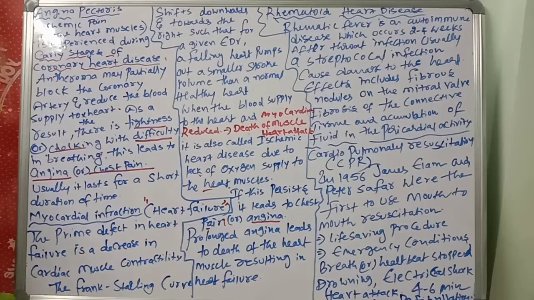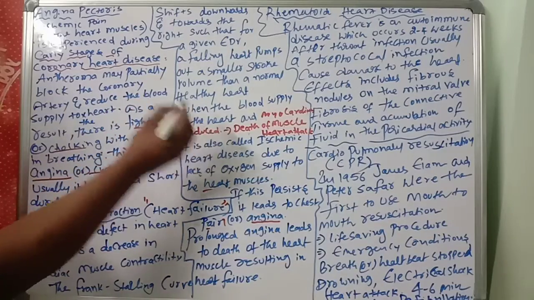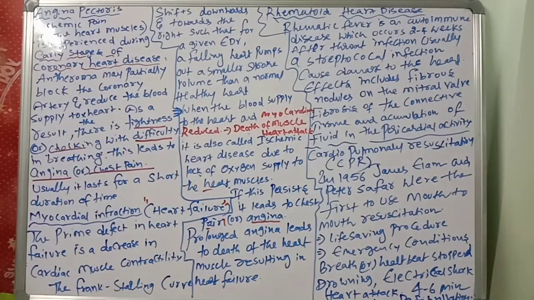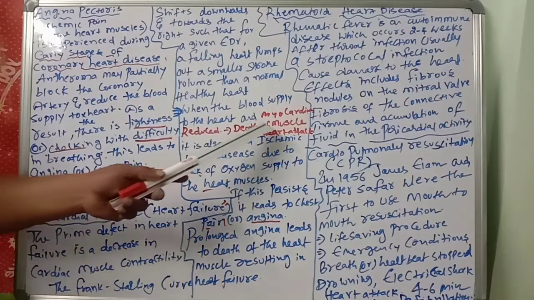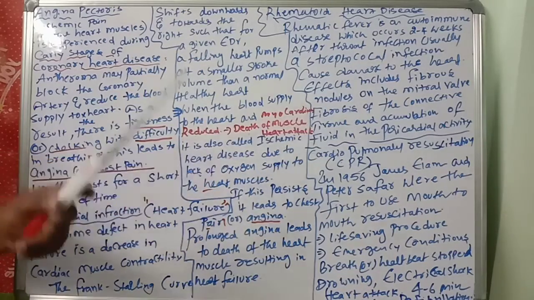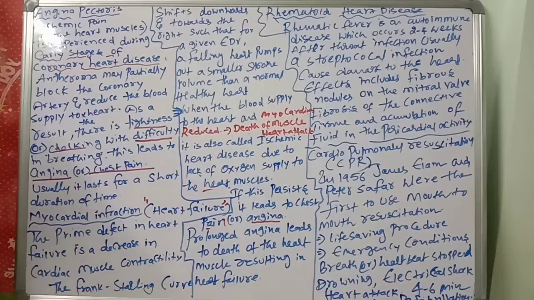Observe very carefully. What I am telling is, when the blood supply to the heart muscle or myocardium is remarkably reduced, it leads to death of the muscle fibers. That is called heart attack or myocardial infarction.